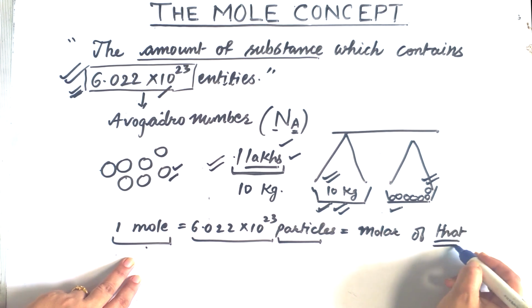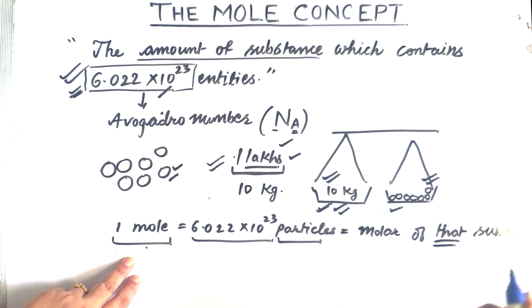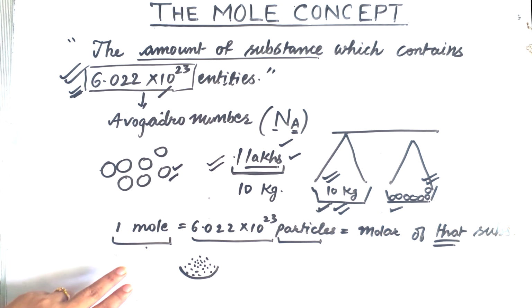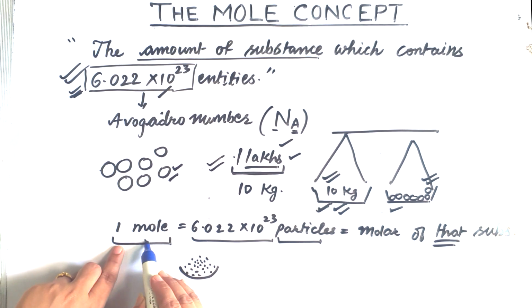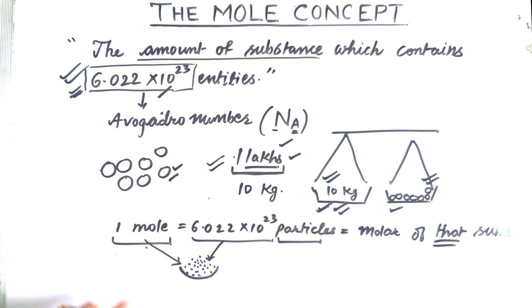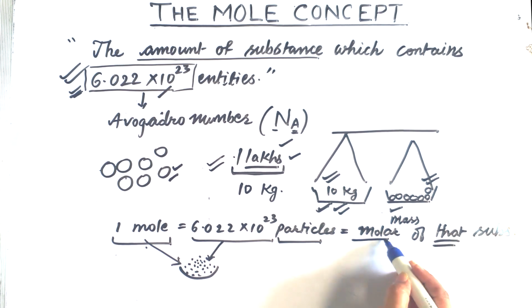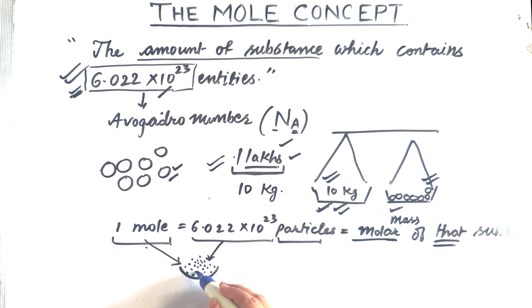Here the important thing is that substance, whatsoever we are talking about. What does it mean? It means if I am taking 1 mole of particles, suppose this is the bowl and I have taken 1 mole of any particle. It means I have taken this number of particles. And what will be the mass? I can guess by knowing what this substance is, because the molar mass of this substance is equal to the mass of these number of particles.